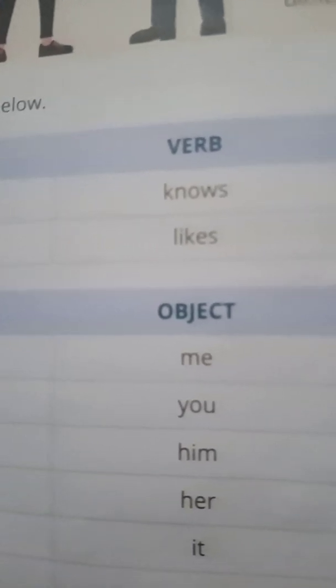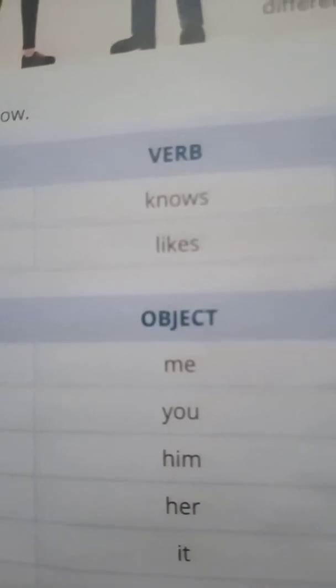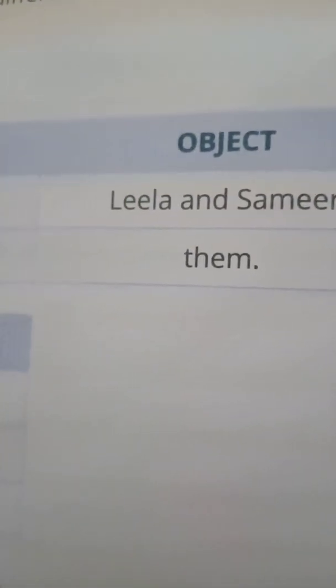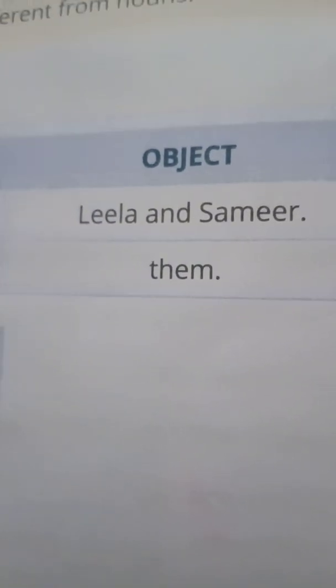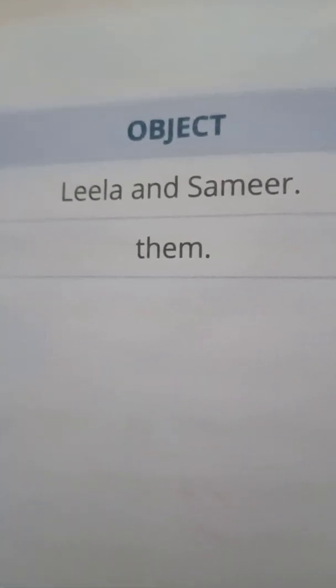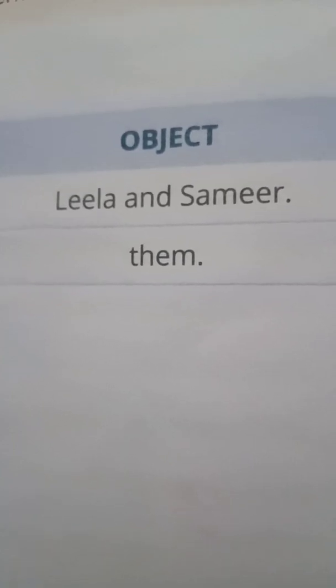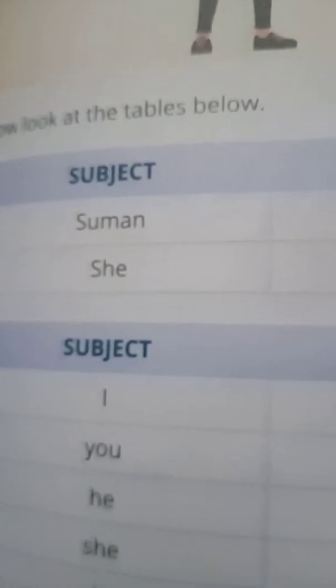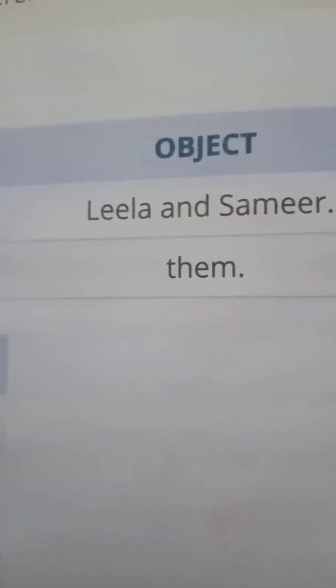In place of knows I can also write likes, and in place of Leela and Samir I write them. I've written them because here Leela and Samir are plural nouns. We have two names of two persons. So here I will write them. So in this sentence the subjective form of pronoun is she, and it takes the objective form them.